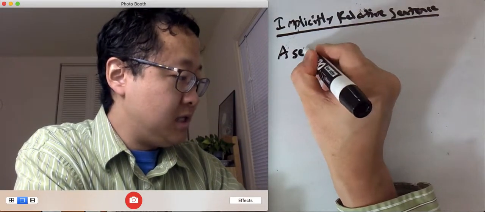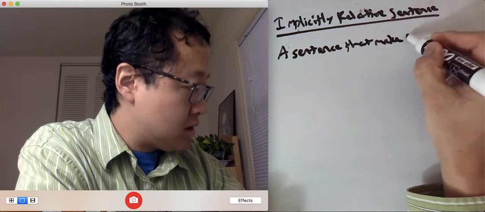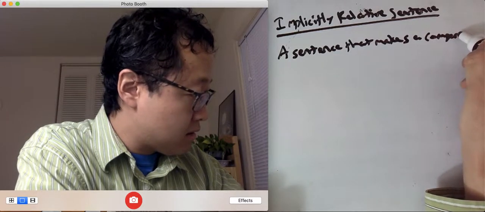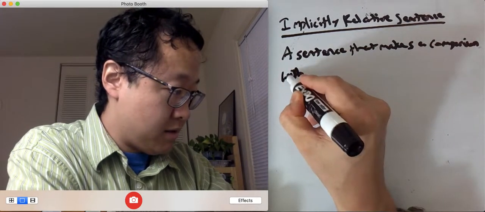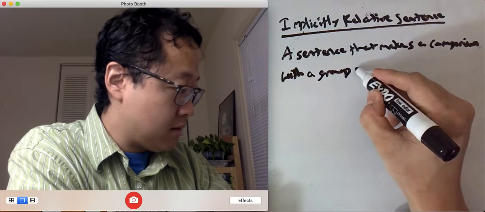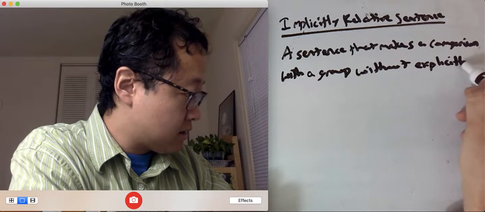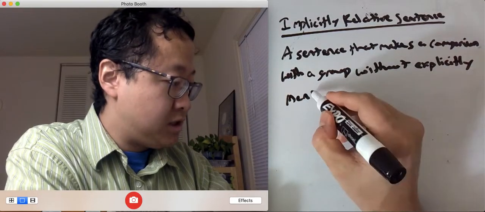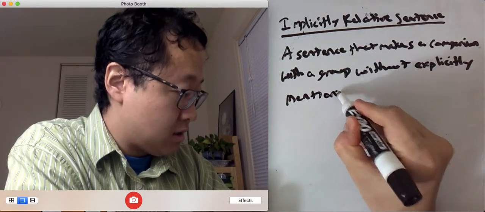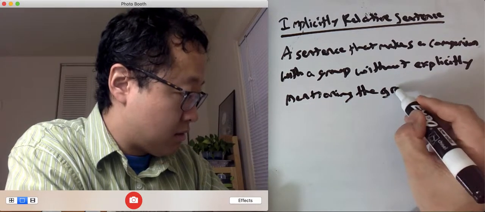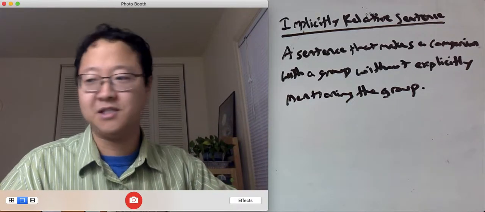It's a sentence that makes a comparison with a group without explicitly mentioning the group. Okay, so the best way to understand this, I think, is just to look at some examples.